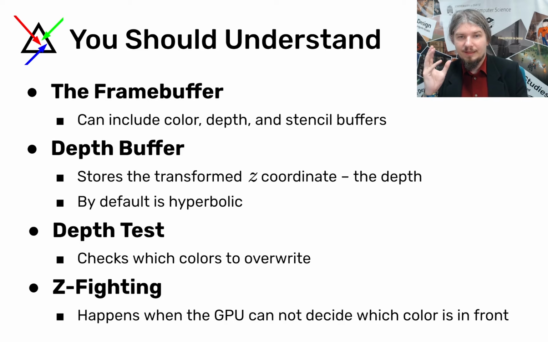Now from this video you should understand the frame buffer, which includes the color, depth and stencil buffers. Some of these can be disabled, so not all of them have to exist in the frame buffer together, but these are the buffers that it holds. You also know about the depth buffer, that it stores the transformed z coordinate, the depth, and by default the depth buffer is hyperbolic. So there's more granularity near the near plane and less granularity near the far plane. You also now know about the depth test. So this depth test checks the depth buffer and sees which colors should overwrite the values in the color buffer. And you also know about z-fighting, which happens when the GPU cannot decide which fragment should be in front of another fragment. And this often happens near the far plane, where the objects far away get very close depth values.